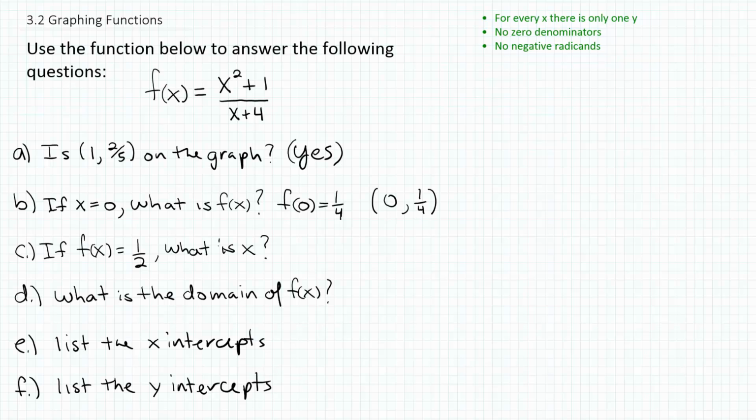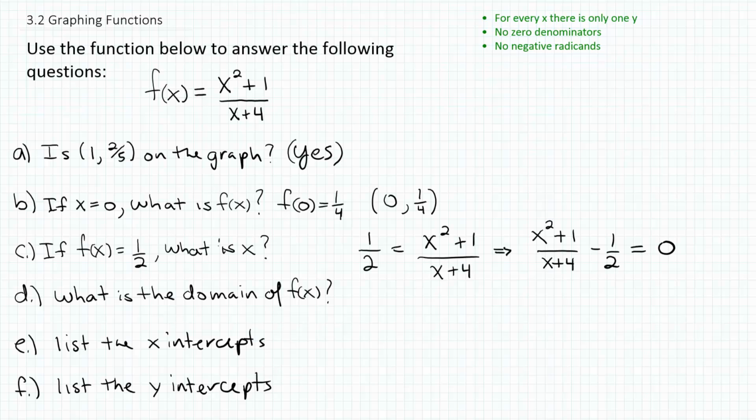All right, let's look at question C then. It says, if f of x is equal to 1/2, what is x? All right, so what we want to do is substitute 1/2 for f of x this time. So we'll say 1/2 is equal to x squared plus 1 over x plus 4. Now, in order to solve this, we can simply bring the 1/2 over to set it up as a rational equation where it's set equal to 0. So we'll have x squared plus 1 over x plus 4 minus 1/2 is equal to 0.